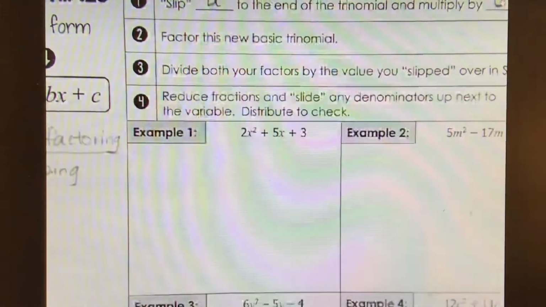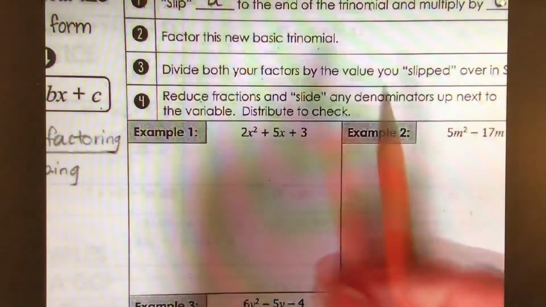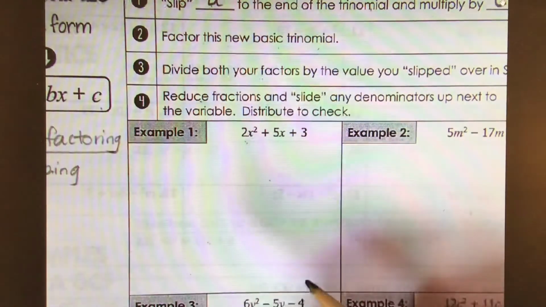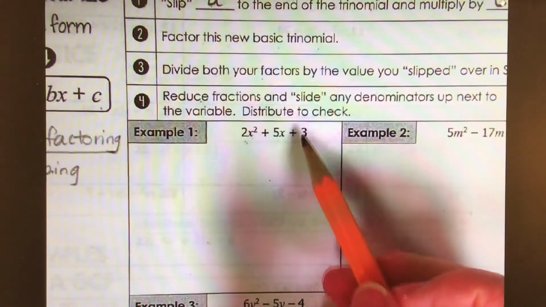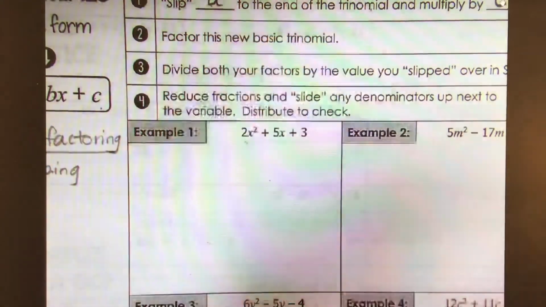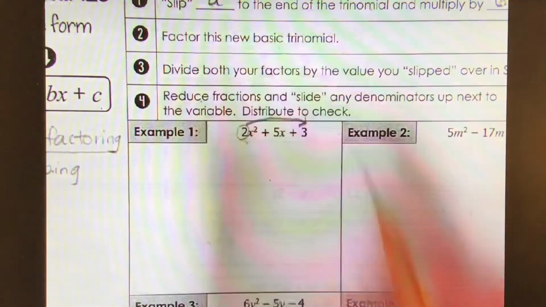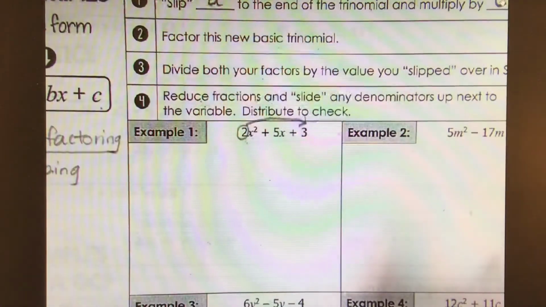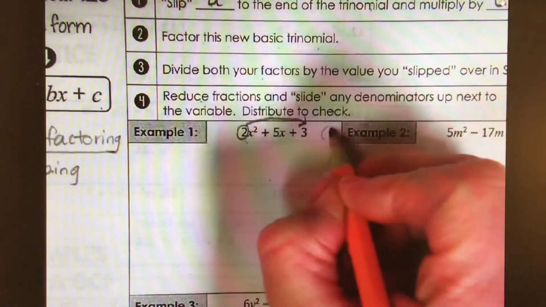So in example 1, first of all, let's check our method. What is our strategy? Well, I see that has a leading coefficient, does 2 go into 5 or 3? It doesn't. X does not go into anything. So I can't really do anything with the greatest common factor. So let's go ahead and try this whole slip and slide. So what the slip and slide method is, I'm going to look at my 2. I'm going to multiply it by my constant. And I'm going to rewrite that. So 2 times 3 is 6. I'm just going to write myself a note there.